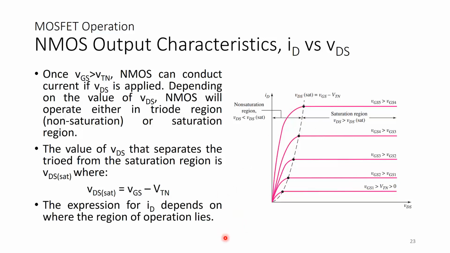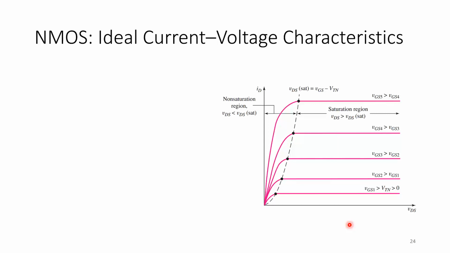So the expression of ID, because you're going to have an equation, an expression that says what ID is with respect to VGS and VDS. It depends where the region of operation lies, whether it's in triode or in saturation region. So now let's have a look at what the expressions are.